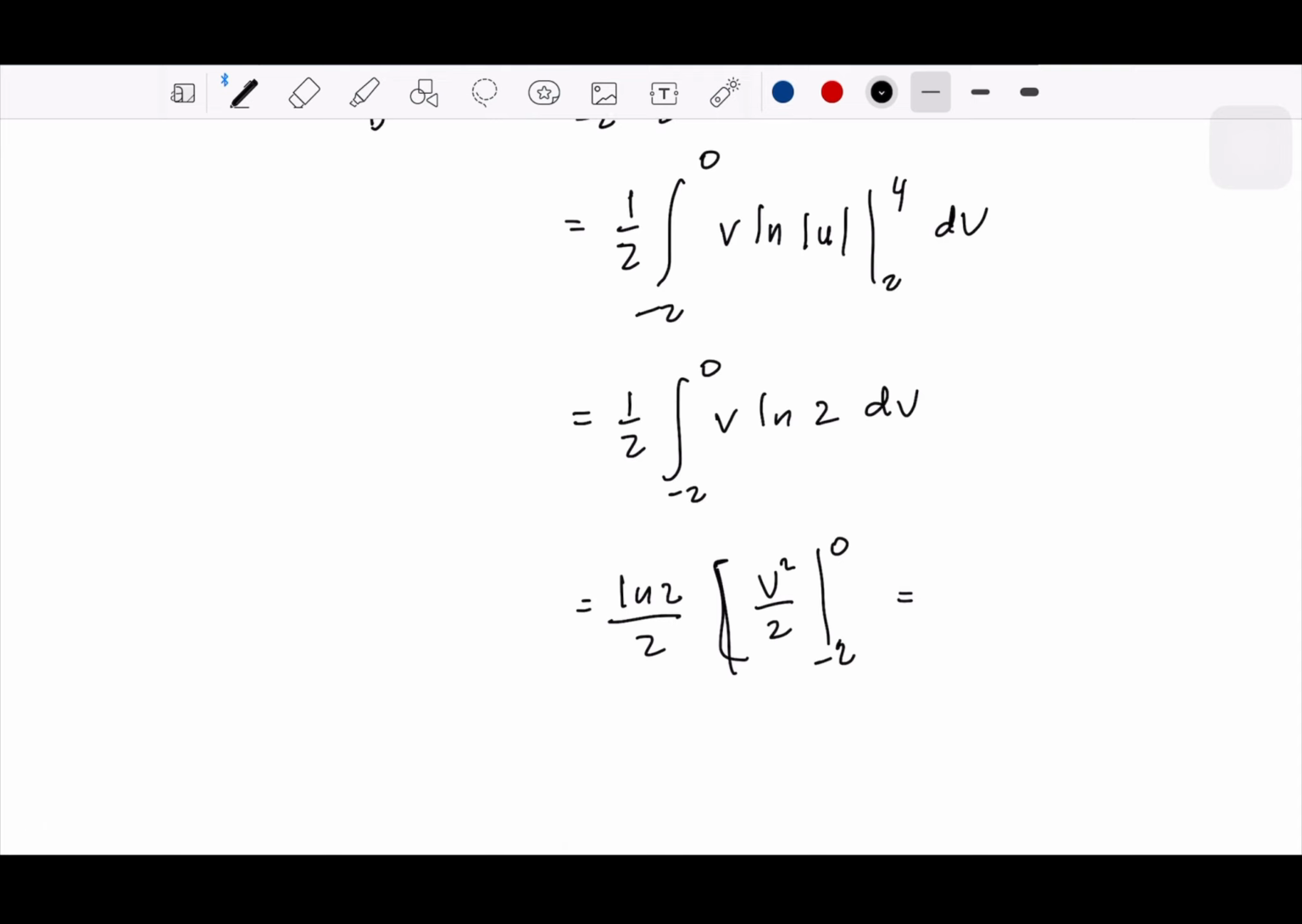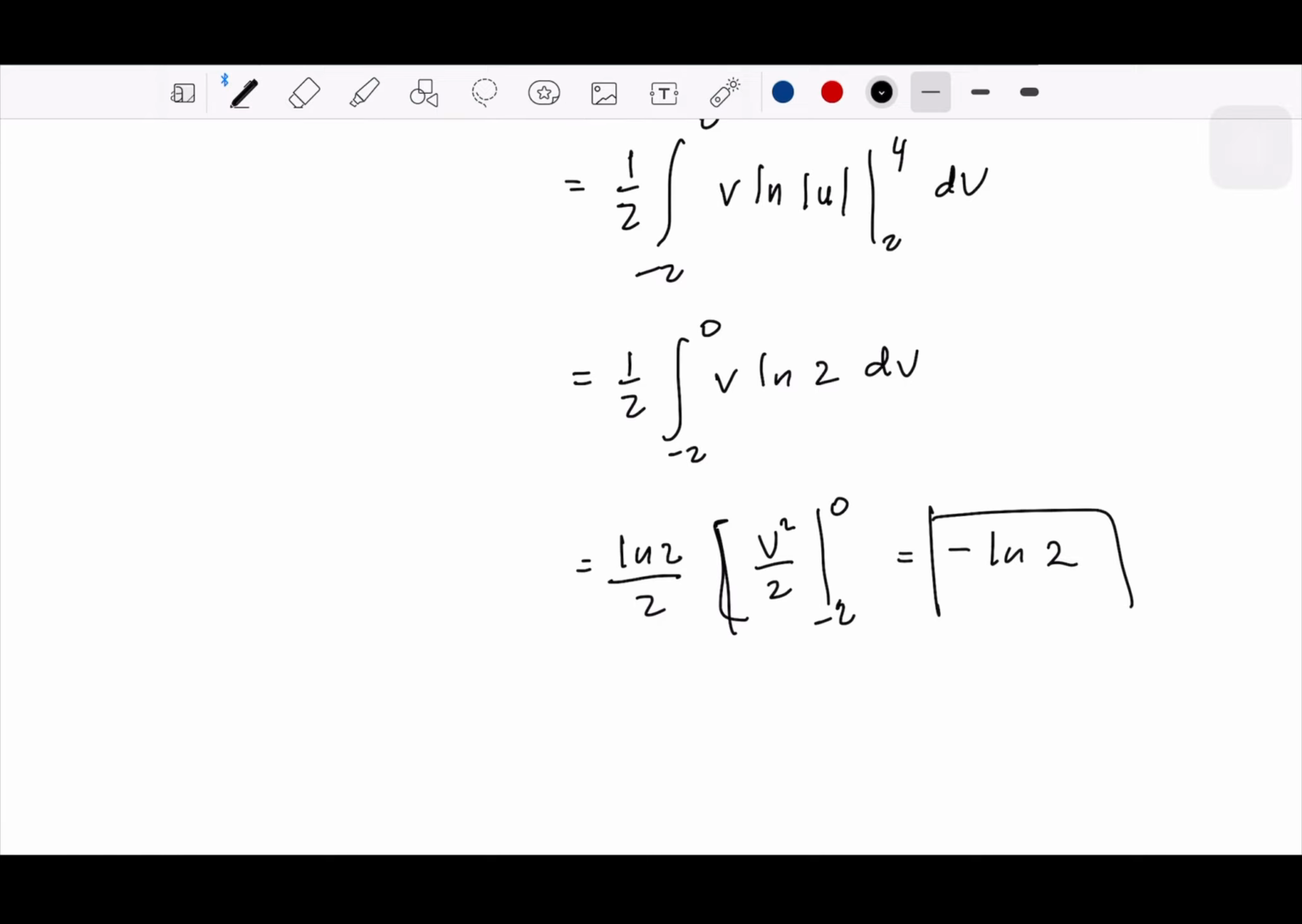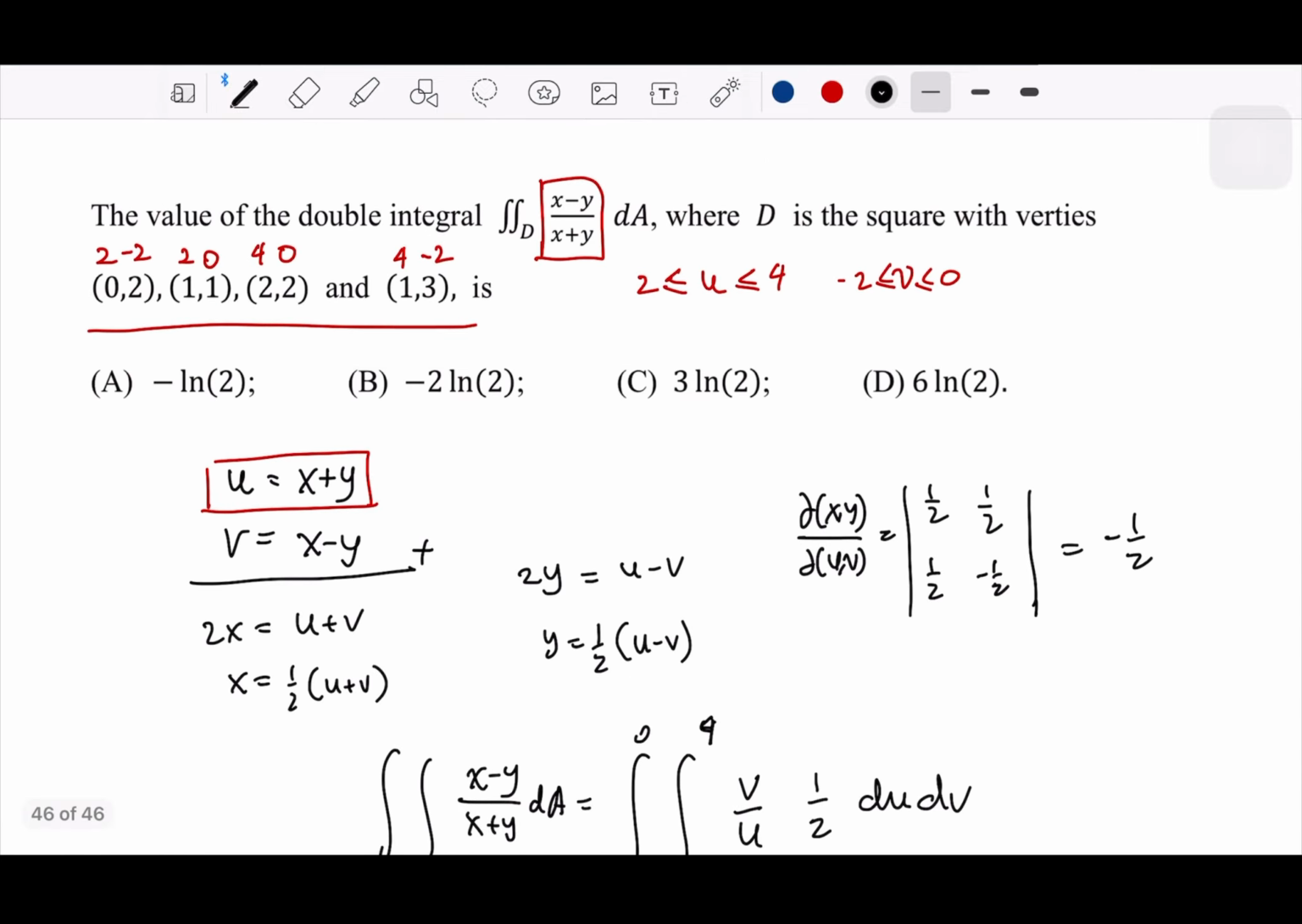So it's supposed to be having 4 divided by 2, which is negative 2. So it's supposed to be having negative ln 2, right? So it's negative 2 multiplied with the half, it's negative, right? So it's negative ln 2. This is the answer.